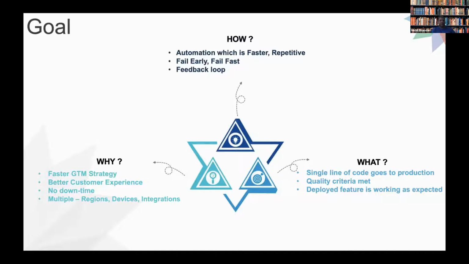When you talk to someone from business, their first priority is a faster go-to-market strategy. We want to beat our competition. We want to get there fast. We want to be the first one to have this feature, and we want to solve for customers. We want to have a better customer experience. The customer should feel wow about the features or services that they are using.